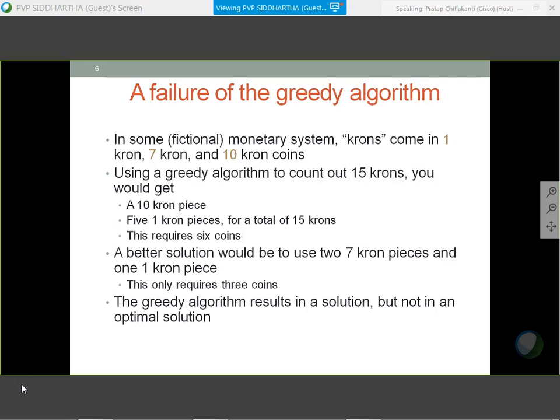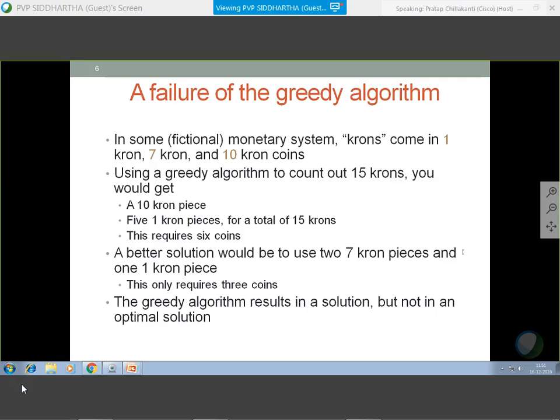So how would you get 15 krones? You said greedy algorithm says take the highest denomination. So we'll take 10. So that is the first sub bullet. Okay. Now, after 10, you cannot take 7 because it shoots past the 15 value. So the next thing available is 1. So you have to take 5 of them. So the total number of coins should be 6. However, if you look at the third bullet, what is a better solution?